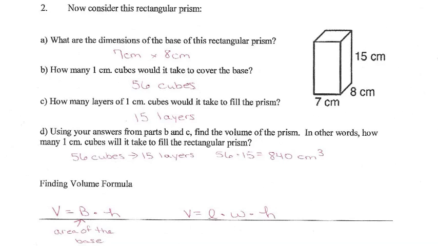And how many 1 centimeter cubes will it take to fill this rectangular prism? It would take 56 cubes with 15 layers. So 56 times 15 would be 840 cubic centimeters. So your volume formula would be volume would equal your base times your height, and your base would be the area of the base. Or you could use volume is equal to length times width times height.